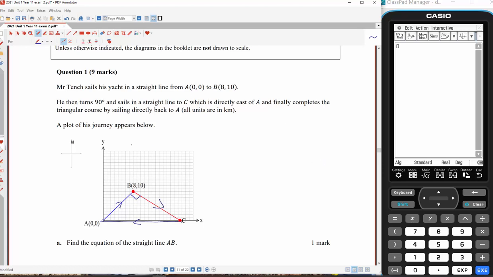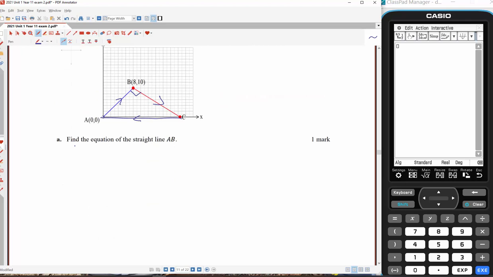Find the equation of the straight line AB. So that's the equation of this line. That's fairly easy to do. We can see already that the y-intercept is 0. So what we'll do is just note that as x increases by 8, the y values go up by 10. So it's going to be 10 on 8. So y equals 10x on 8, or y equals 5x on 4.